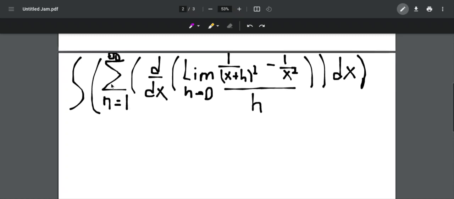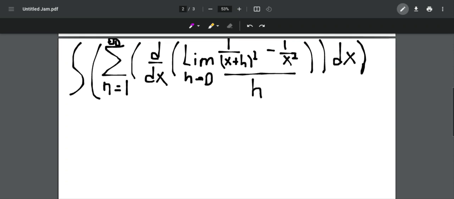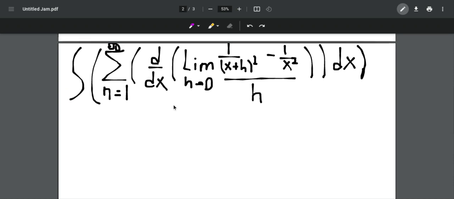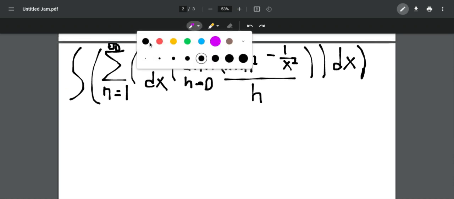Hi, I'm Kian, and I'm back with an interesting calculus question that combines all the important concepts taught in Calculus 1 and Calculus 2. So if you have this integral, I'm going to integrate the sum from 1 to infinity of the derivative with respect to x of the limit as h goes to 0 of 1 over (x plus h) squared minus 1 over x squared, all over h, dx.